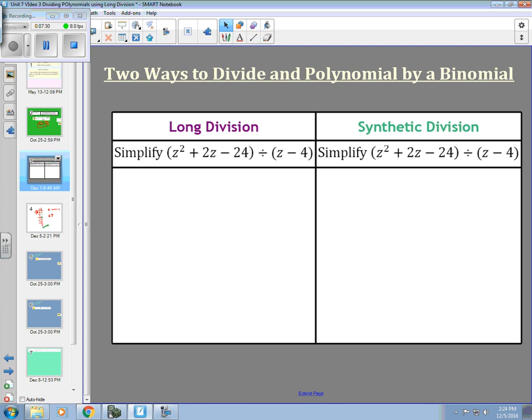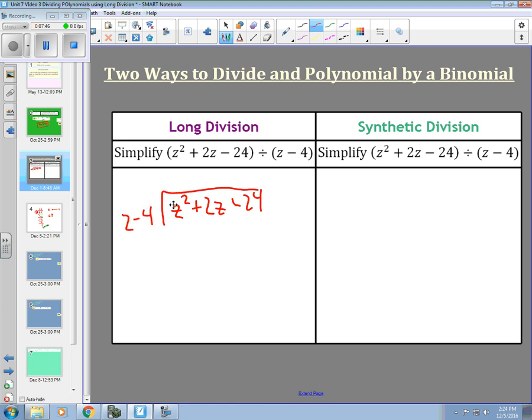Same thing when you're doing these. This long division, you can do it the same process with these variables. So you want to set it up as a division problem. We're going to take z squared plus 2z minus 24 divided by z minus 4. So same process. First thing you're going to do is see how many times does z go into z squared. And if we divided those, z squared divided by z would be 1z.